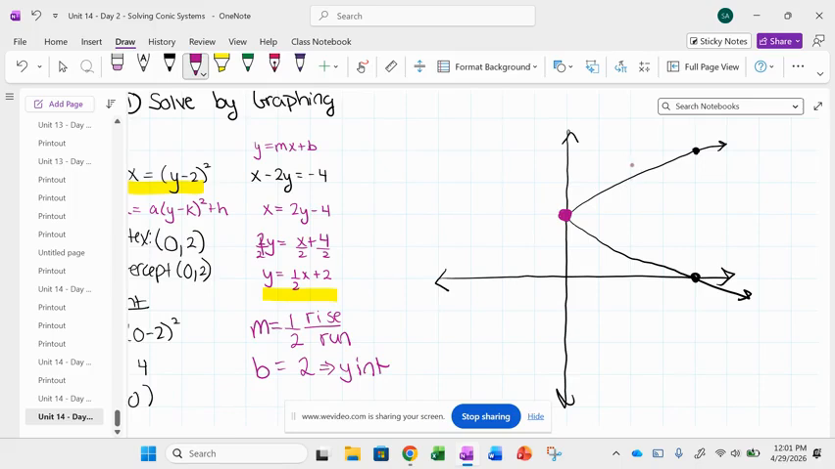Did something go wrong here? Is my slope wrong? Nope, we're okay. Up 1 to the right 2. Then we're going to go up 1 to the right 2 again. And then on the other side, I'm going to go down 1, left 2. So it looks something like this.